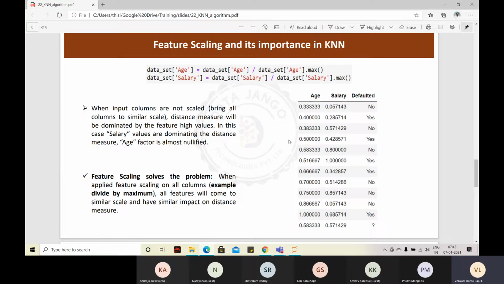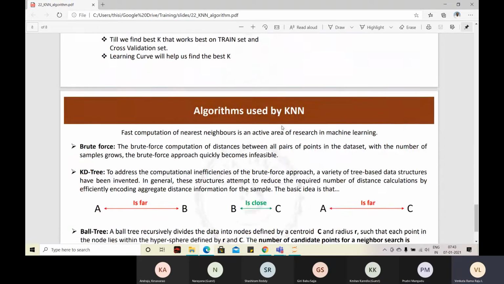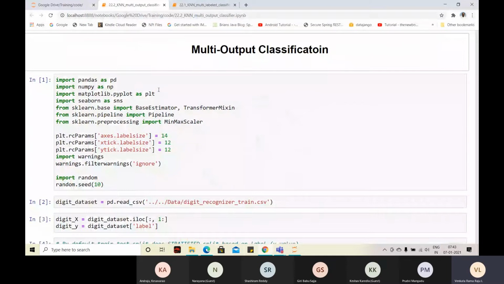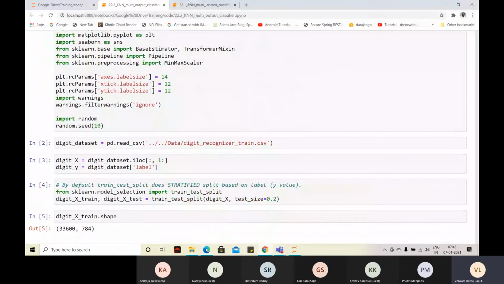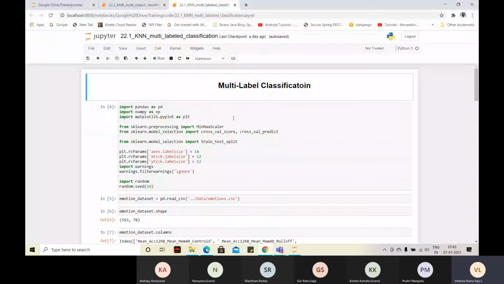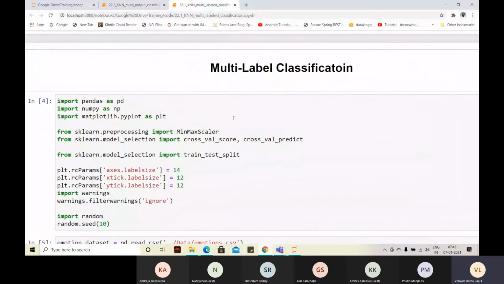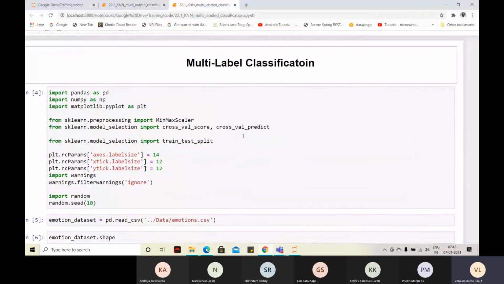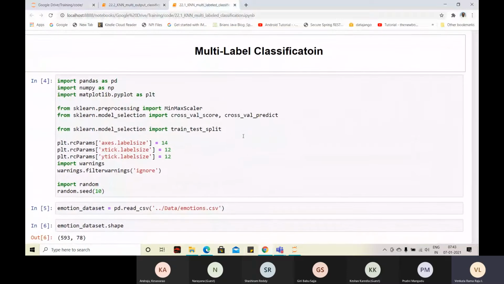Now let us see how to choose a k. I'll show you a code example and then come back to this theory. I have taken a multi-label classification problem to explain the k nearest neighbors algorithm. So KNN can handle multi-label classification also. Let us try to understand what multi-label classification is.